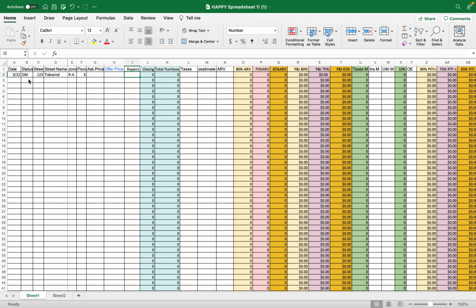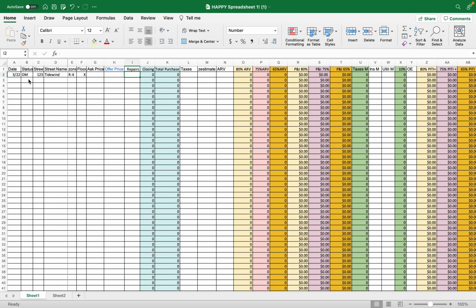Here is repairs. You're going to put whatever the repair cost may be to rehab the property. Maybe you're at the initial stages and you don't know the repair cost, so it's just a phone conversation or maybe pictures. You can estimate with the information you have, and then you can always come back after you see the property and put a hard number on what your repair budget is.